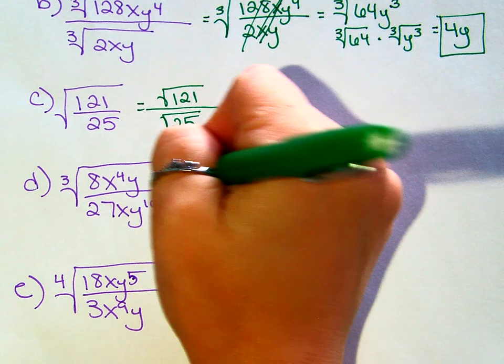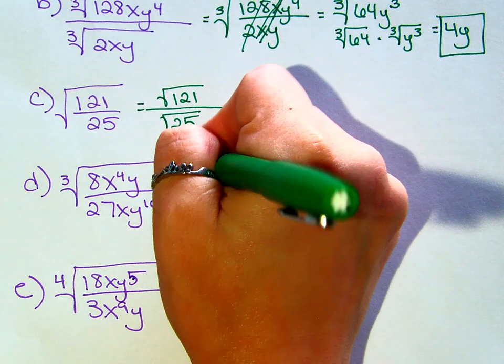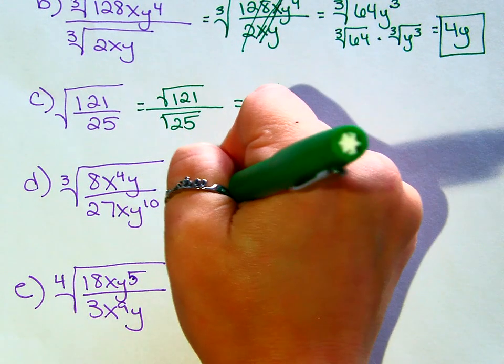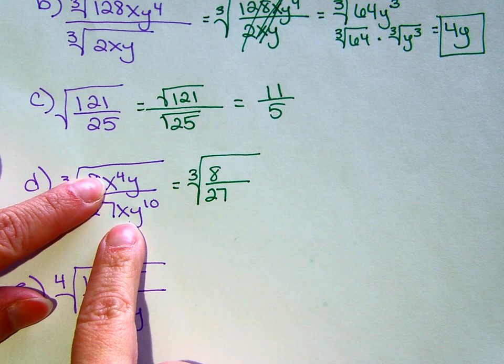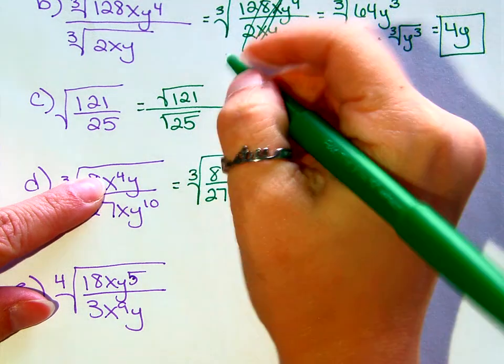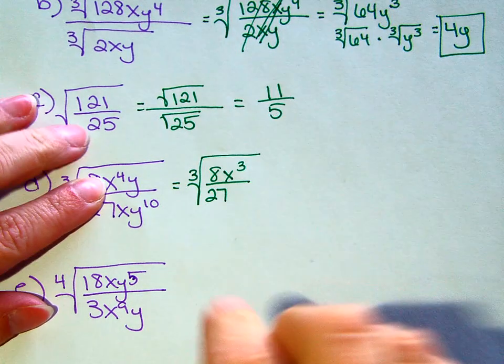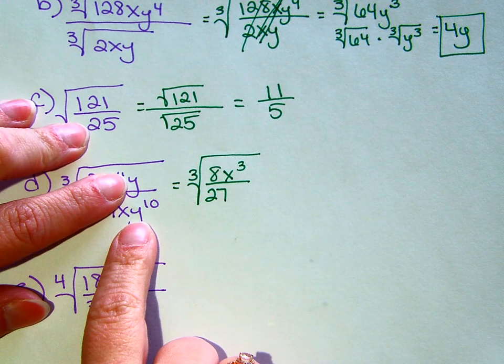So my 8 and 27 are kind of stuck. But notice I have an x to the fourth over an x. Those will simplify, leaving me an x to the third on top. I have a y on top and a y to the 10th on bottom. Those will simplify to where I have a y to the 9th on bottom.